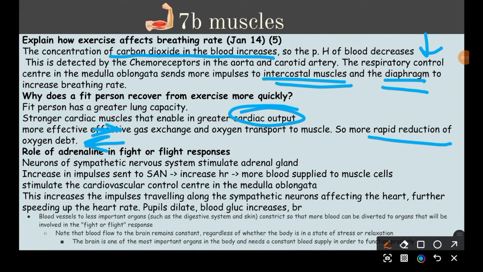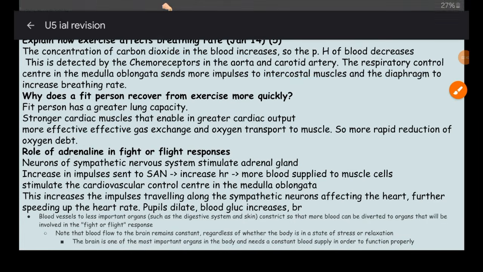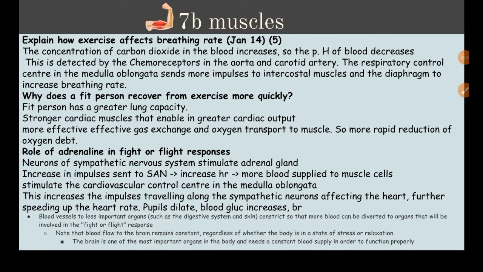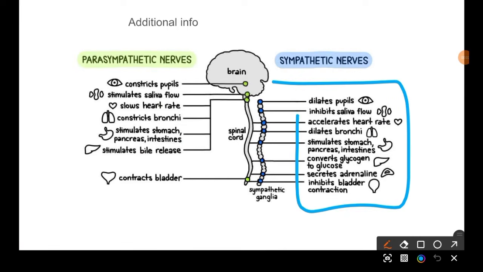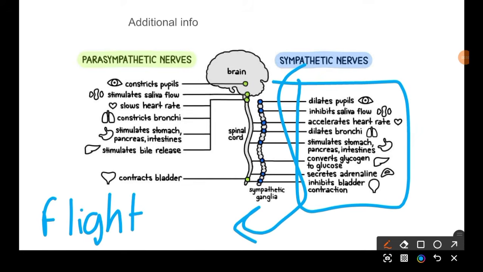The role of adrenaline, this is the last point in our lesson today in the syllabus, the role of adrenaline in fight or flight responses. The syllabus does not need this much detail, but I hope it gives you an overview of what's going on. So the sympathetic nerves, fight or flight. It just enables you to either fight a predator you encountered or run away from it. So all these things here, they help you. It inhibits bladder contraction because you do not want to be peeing when you're fighting someone.